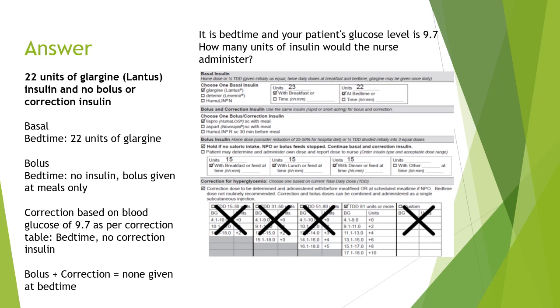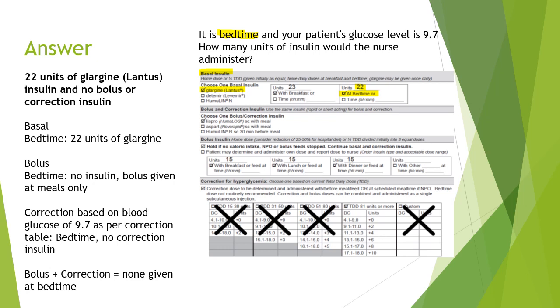So the answer to this question is 22 units of glargine Lantus insulin, and you're not administering any bolus or correction insulin to the patient. If you look at the box with the basal insulin, it will indicate glargine Lantus insulin. And remember that currently it's bedtime. So if you move over to the bedtime box, it'll tell you that you're giving 22 units. Now, you're not giving any bolus or correction insulin.